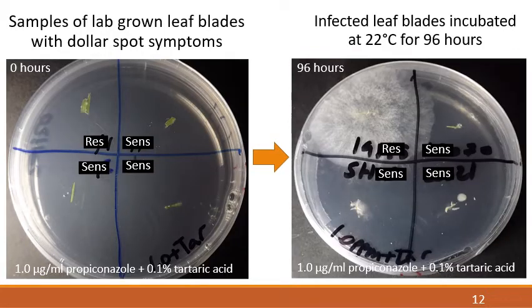The image on the right shows the results of these tests and illustrates the capacity of the discriminatory medium to differentiate between DMI-resistant and DMI-sensitive isolates of the dollar spot fungus from leaf blades within 96 hours.